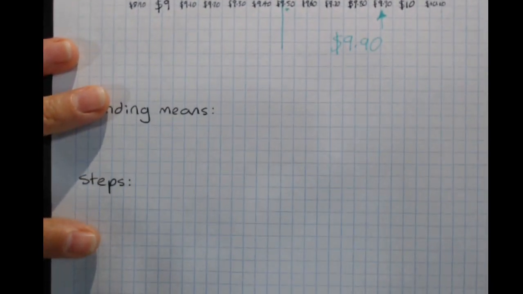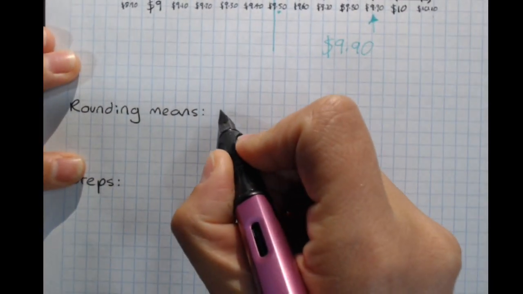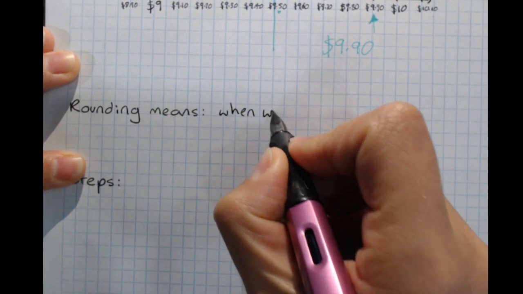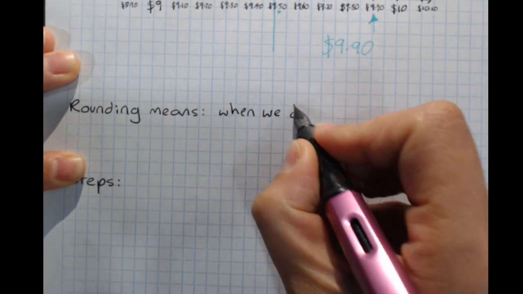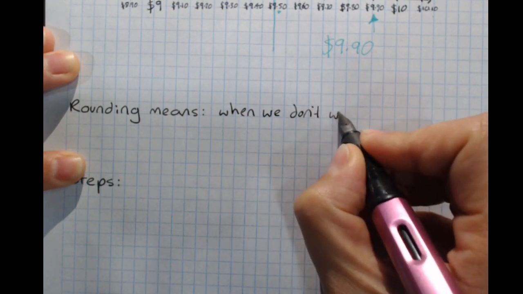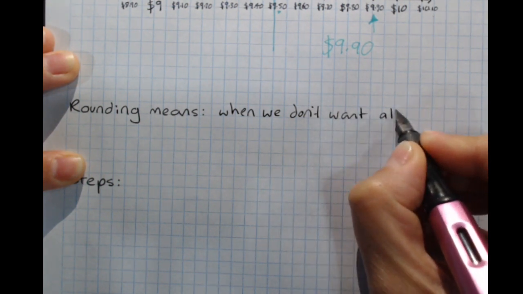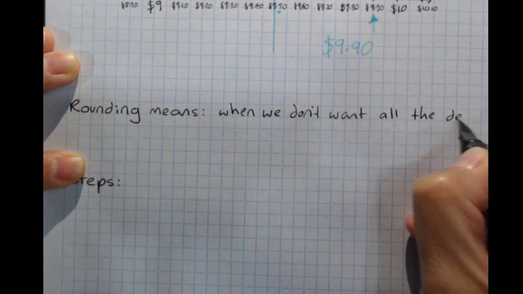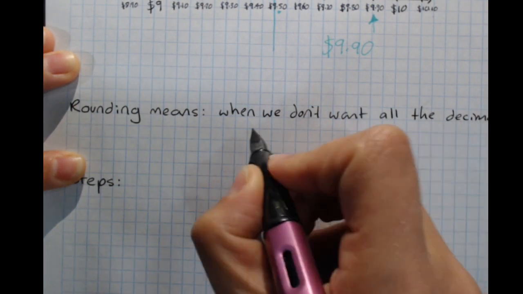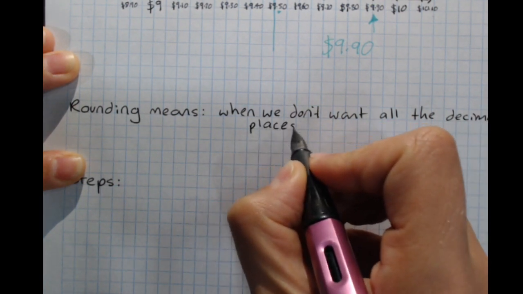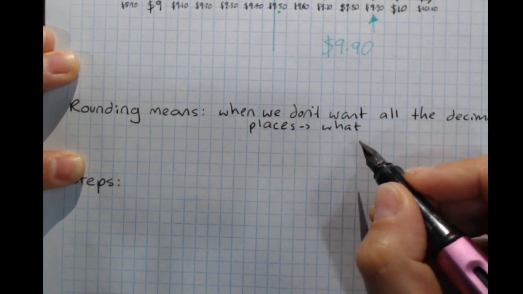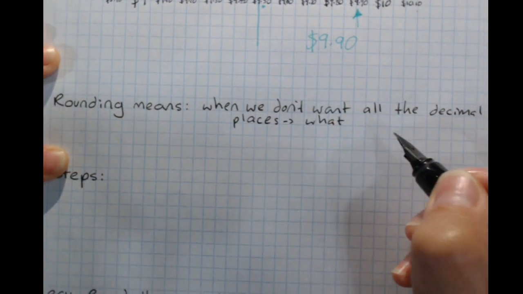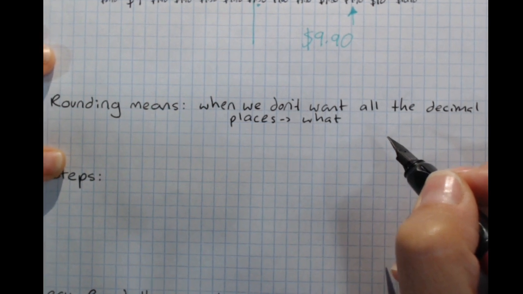So rounding means, when we don't want all the decimal places, what is the most accurate way to write the approximate number? Sorry, ran out of video there.